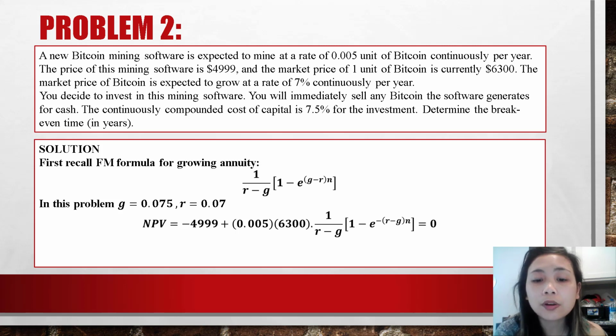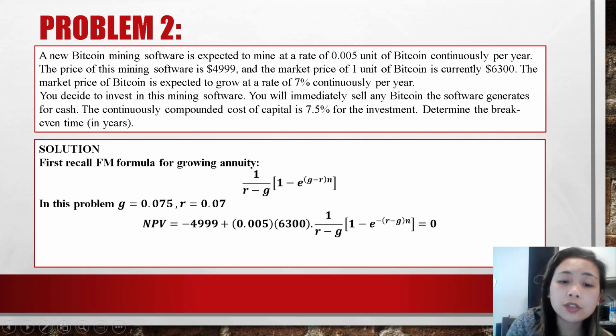So it should be 0.005 times 6,300 over r minus g times e to the minus (r minus g) times n, with a minus sign. And then we sell the Bitcoin the software generates for cash immediately. So we should have 0.005 times 6,300 over r minus g. Combining them all together, we get 0.005 times 6,300 over r minus g times 1 minus e to the minus (r minus g) times n.